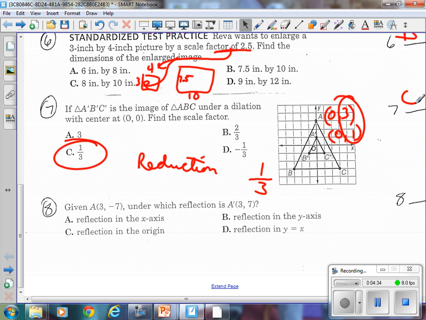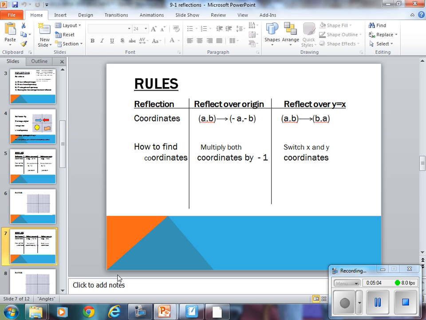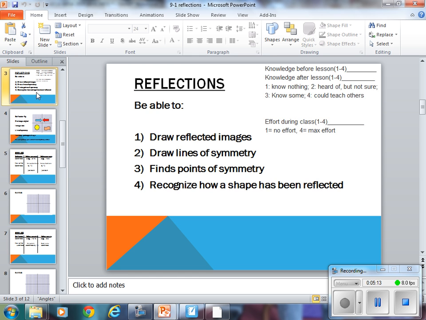Given that (3, -7) under reflection, so we want to know what reflection we're dealing with, and it looks like all that happened here is the rule was (x, y) went to, they stayed in the same order, so it still stayed (x, y), but they took the opposite of the y coordinate. So (x, y) went to (x, -y). Well, if we go back to our notes for reflections, which is this set of notes, and we look through all the rules there, I don't see one on that one.